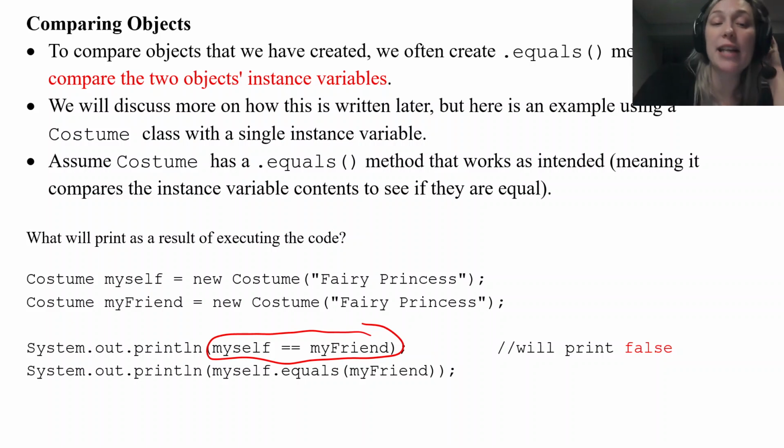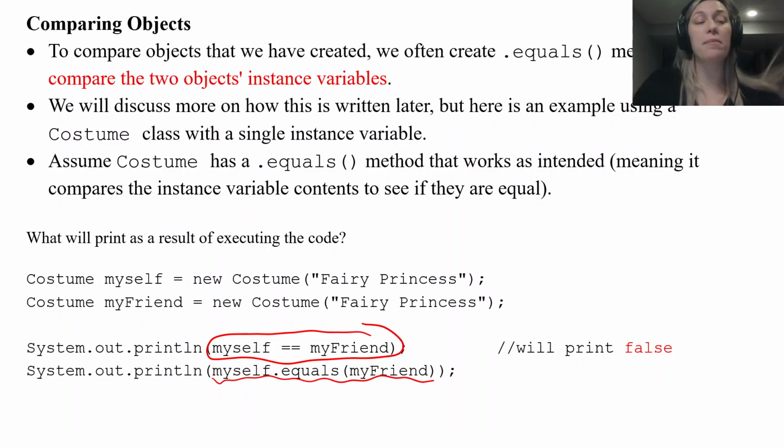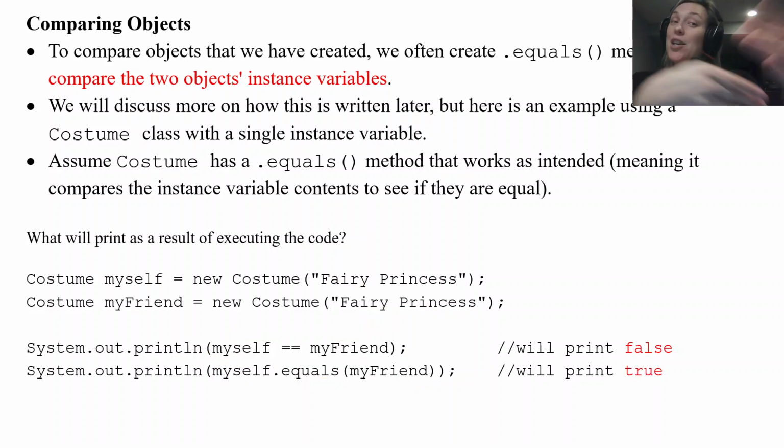But if I have a .equals in my costume class, a .equals will compare the actual contents and say, is this instance variable equal to this instance variable? And you want it to return true or false based on that. Here it'll print true because myself and my friend are both going to be fairy princesses. So that's an example of how we use the .equals with strings, and then also how we're going to use it with objects once we write those methods in Unit 5. So Unit 5, it's coming up.